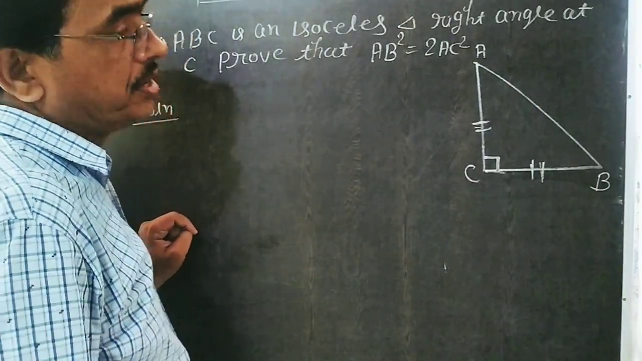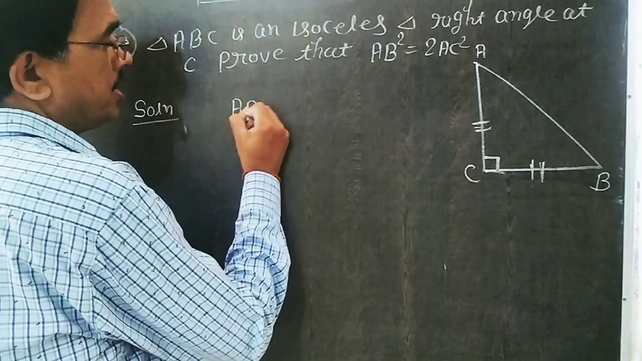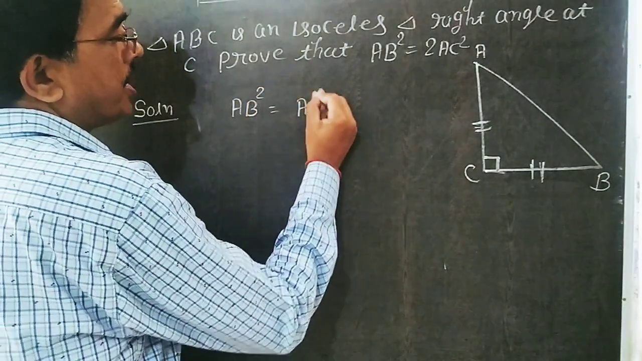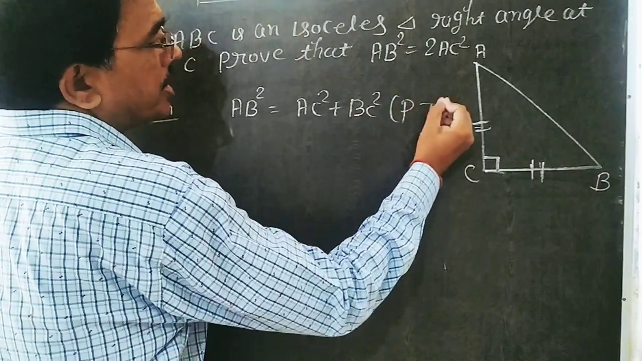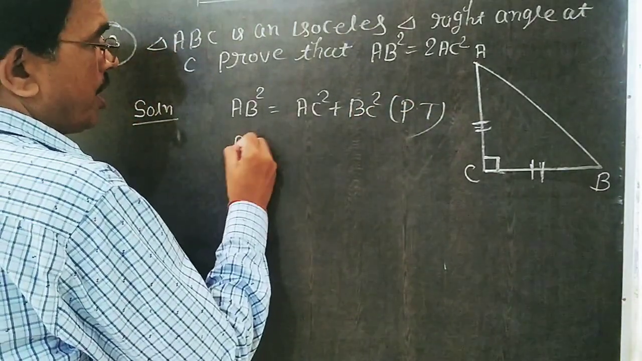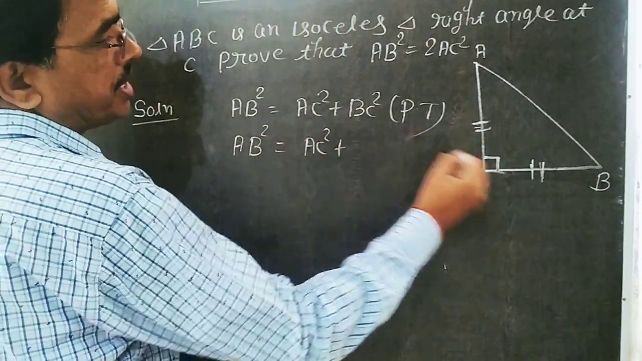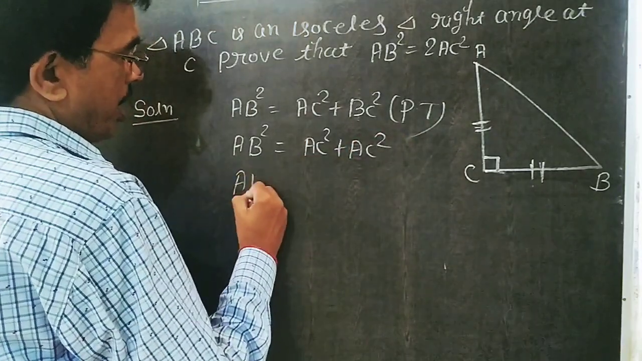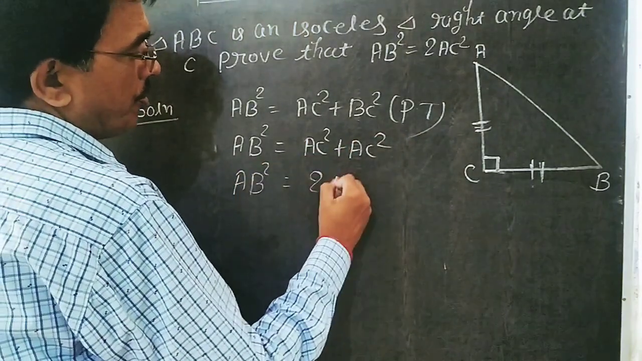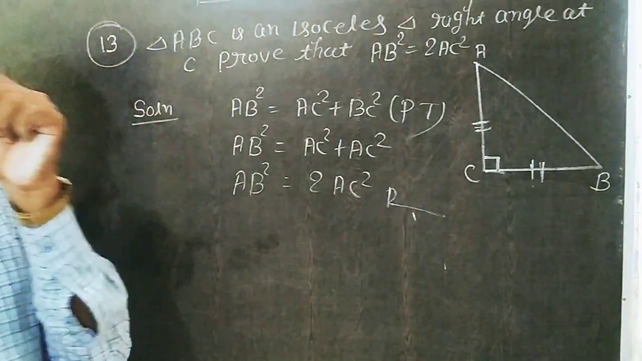So if your question is a right angle triangle and isosceles, then it is clear that only the perpendicular and the base are equal. So you can find AB square, it is equal to AC square plus BC square by Pythagoras theorem. Next, AB square is AC square plus BC square, and BC is also equal to AC. So you write AC square, then AB square is equal to 2AC square. It is proved. That is your solution.